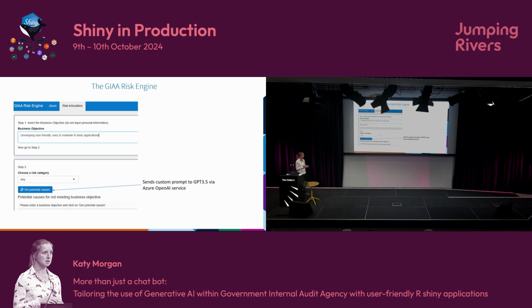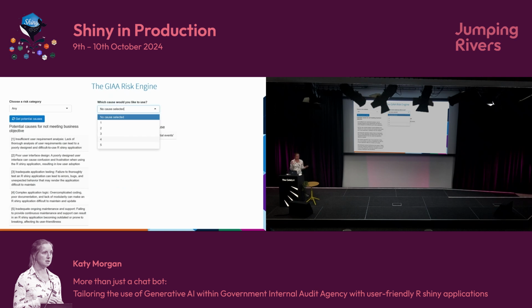Then they click on this button that says Get Potential Causes. When they click on that button, the app will send a custom prompt to GPT 3.5 via Azure's OpenAI service. That custom prompt basically asks for 5 potential causes that might lead to that business objective not being achieved. So we want to develop user-friendly, easy to maintain R Shiny apps. What are 5 reasons why we might fail in doing that? Once you click that button, it's quite quick. Well, I'm not doing a live demo, but it was quite quick. It comes back with a table containing 5 potential causes.